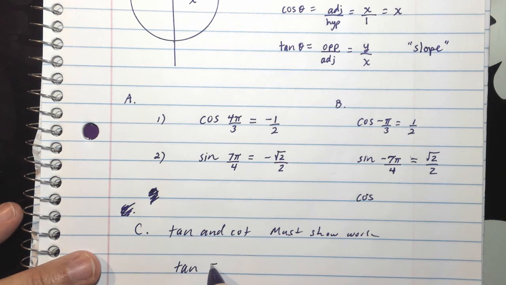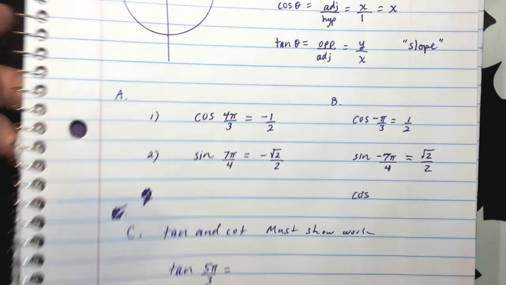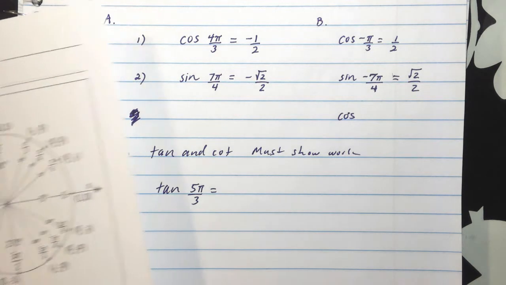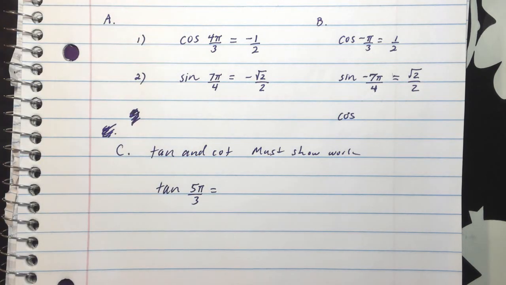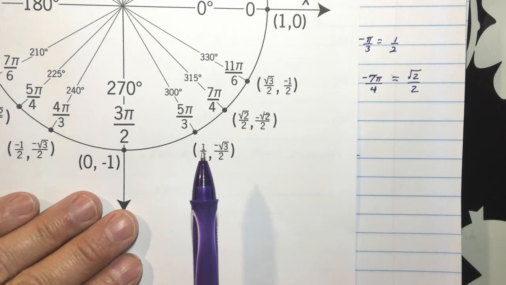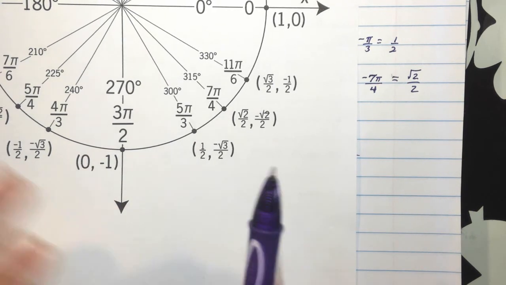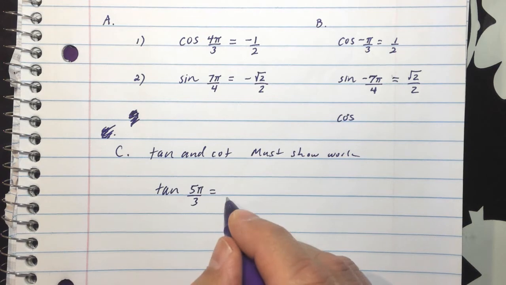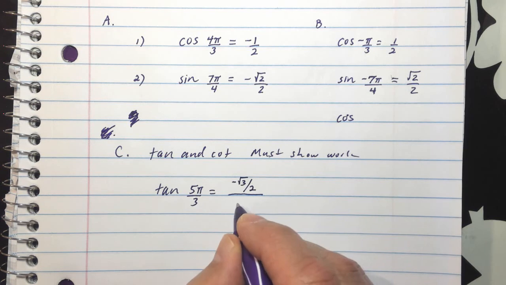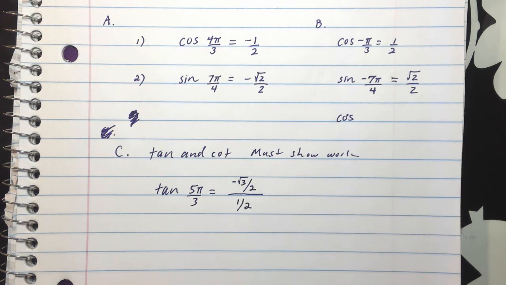Okay, let's go tangent of 5 pi thirds. So you find 5 pi thirds on the unit circle. I don't know where my unit circle is. There we go. There. 5 pi thirds. Tangent is y divided by x. Y divided by x. Voila.